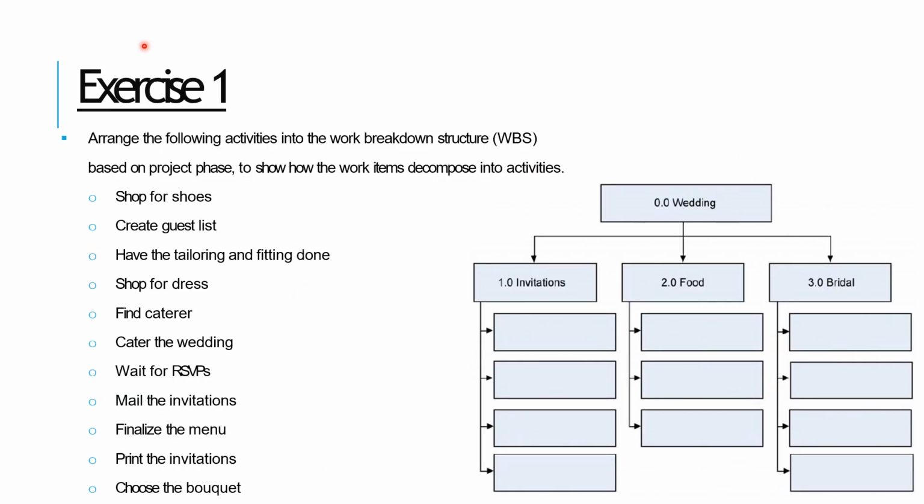Okay, this is an exercise. Maybe you can try to do it today. Then you can submit it to me before the next class. So arrange the following activities in the breakdown WBS based on the project phase to show how the items come in the activities. So you have invitation, food, bridal. So how you want to make a shop for dress, create a guest list, finalize the menu itself. Just try.